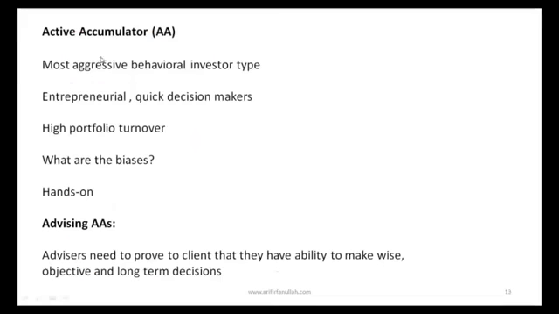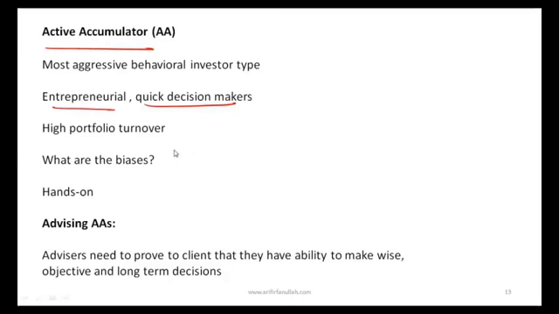The final category, the toughest one probably, active accumulator. So these are the most aggressive types. They tend to be entrepreneurial, they tend to make decisions quickly. Chances are that their portfolio turnover is very high. What's the issue with this? What's the issue with high portfolio turnover? Yeah, generally there'll be high transaction costs that will drag down your net returns.